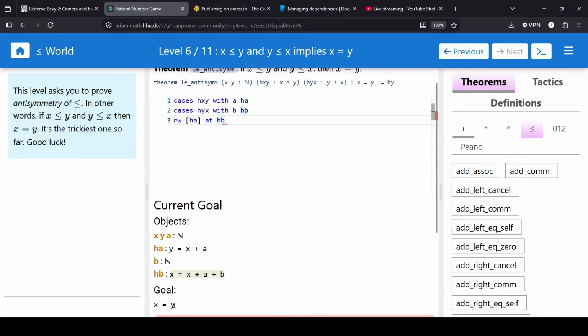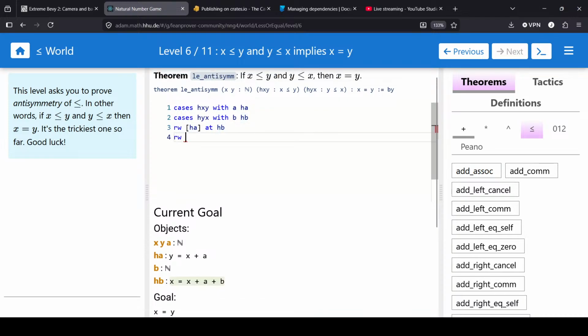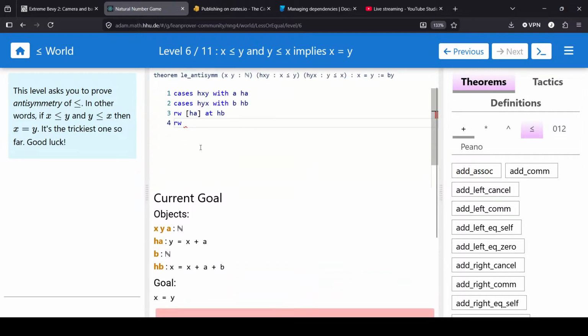Maybe I rewrite the goal. Okay, hold on. Let me rewrite the goal. Rewrite. So you're just x equals y, but I can get rid of the y with HA. So I can go like HA. Yeah. No, nothing specified, and that just rewrites that goal. Okay.